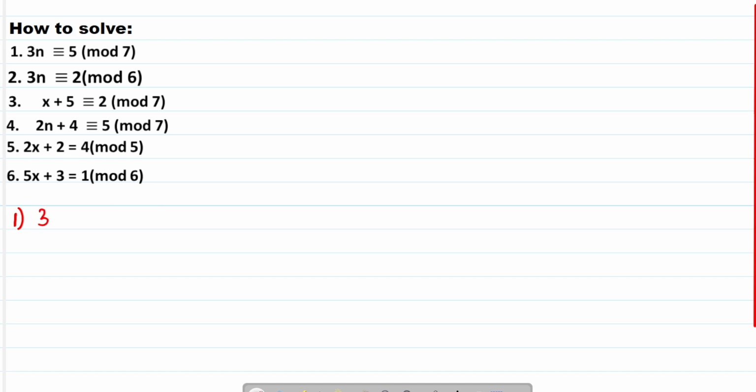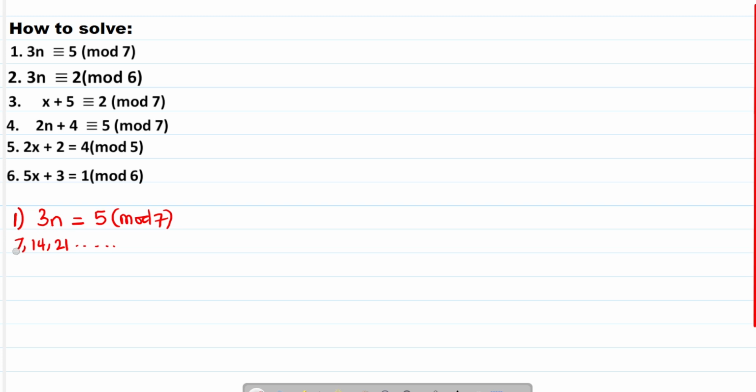Number 1, we have 3n is congruent to 5 mod 7. Now, to solve this in normal algebra, what we would have done is to divide both sides by 3. But at the moment, this 5 is not divisible by 3. So what do we do? What we'll do is to keep adding multiples of 7 to 5, so that 5 can become divisible by 3. Multiples of 7 include 7, 14, 21, and so on.